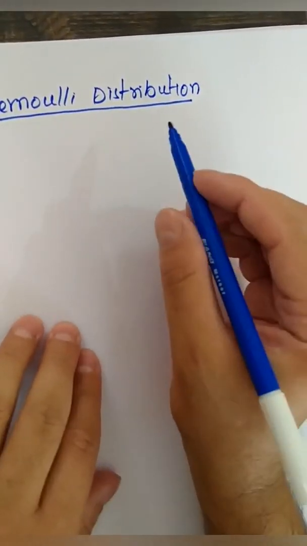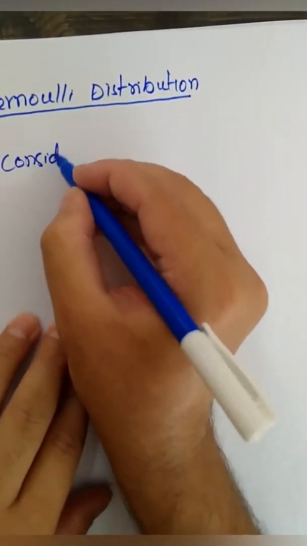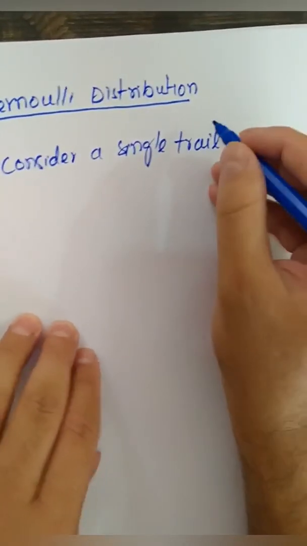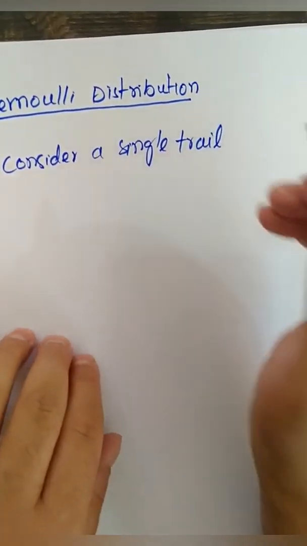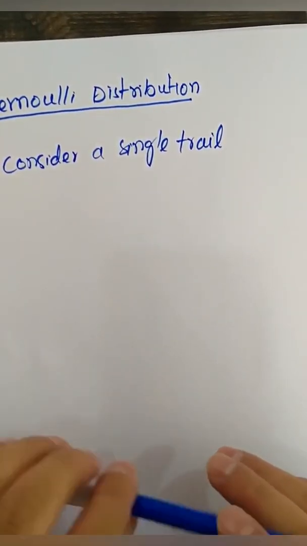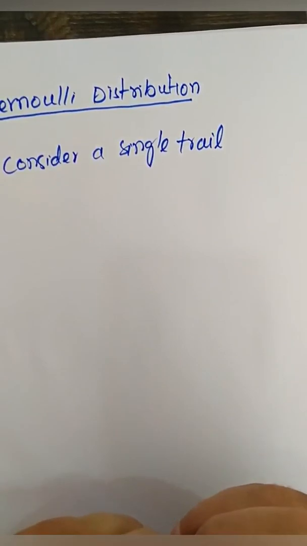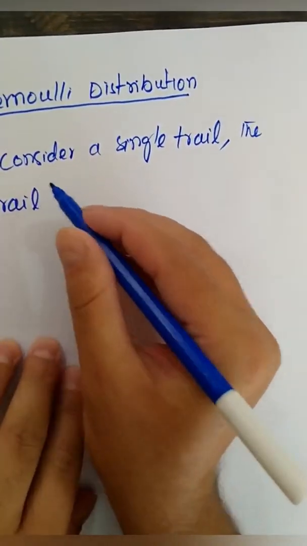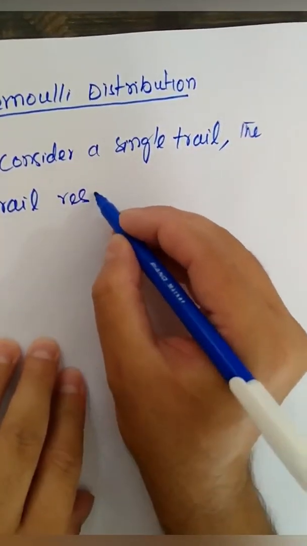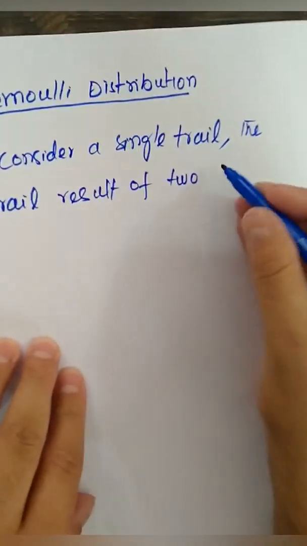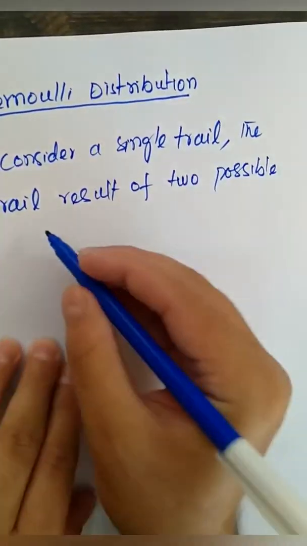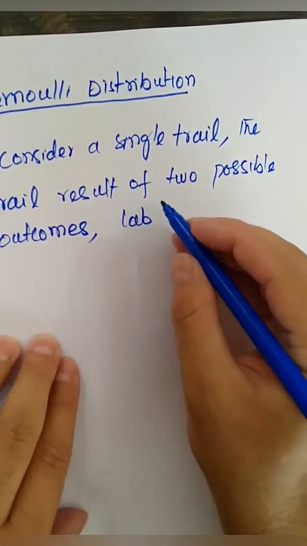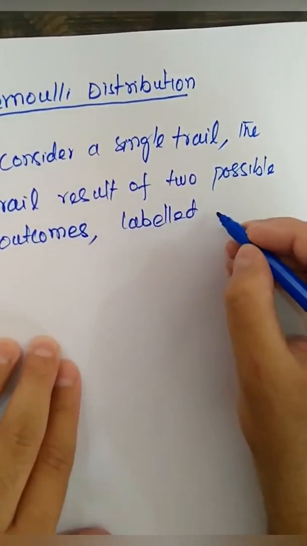Let us consider a single trial. The trial can result in two possible outcomes that can be labeled as a success or a failure.